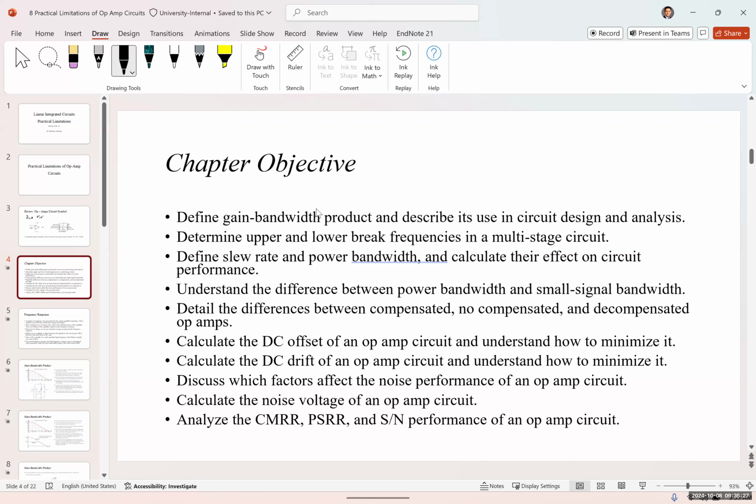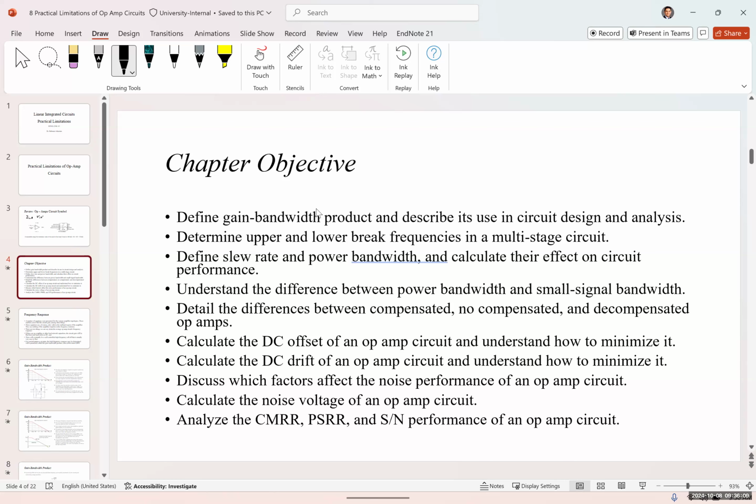In this chapter, the objectives would be, first, to define the gain bandwidth product and describe its use in circuit design and analysis. The gain bandwidth product determines the frequency response. It's a feature of the op-amp itself, and it's built into the op-amp. We can't change the gain bandwidth product, but there are other ways that we can change the frequency response.